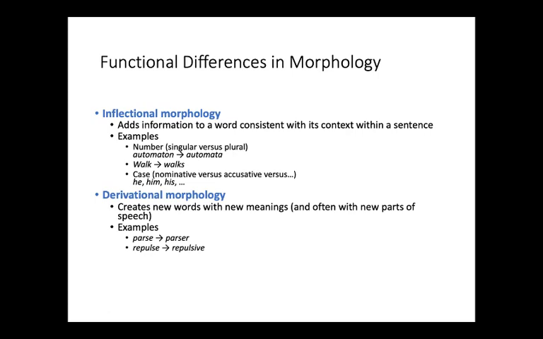Derivation either changes the meaning of a word or changes the part of speech of a word, or both. So it creates new words with new meanings or new parts of speech. Taking parse and creating parser from it is an example of derivational morphology, or taking repulse and forming repulsive from it, as in my professor is repulsive, that is derivation.